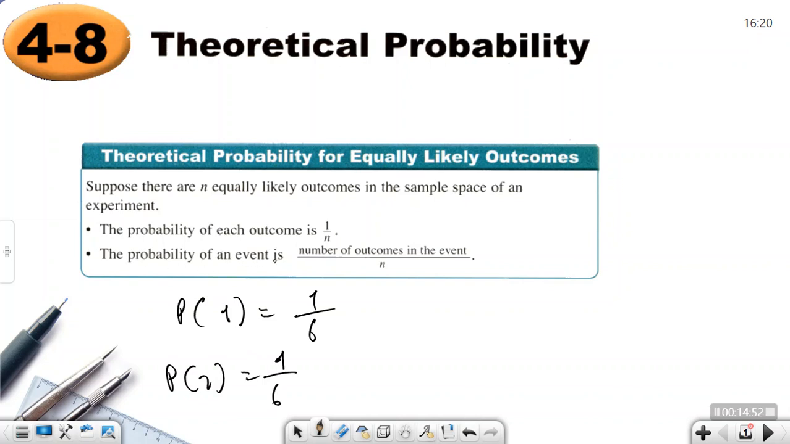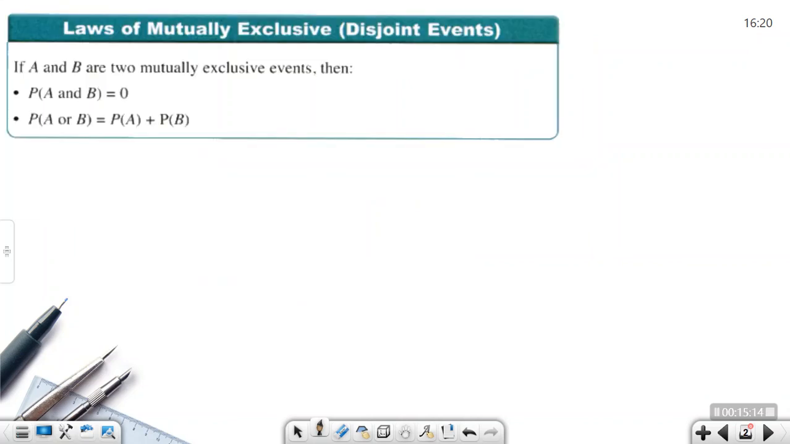The probability of an event is the number of outcomes in the event divided by the number of outcomes in the sample space. Laws of mutually exclusive events: if A and B are two mutually exclusive, disjoint events, then if we are asking for A and B, the probability is always 0. Such as rolling a dice.